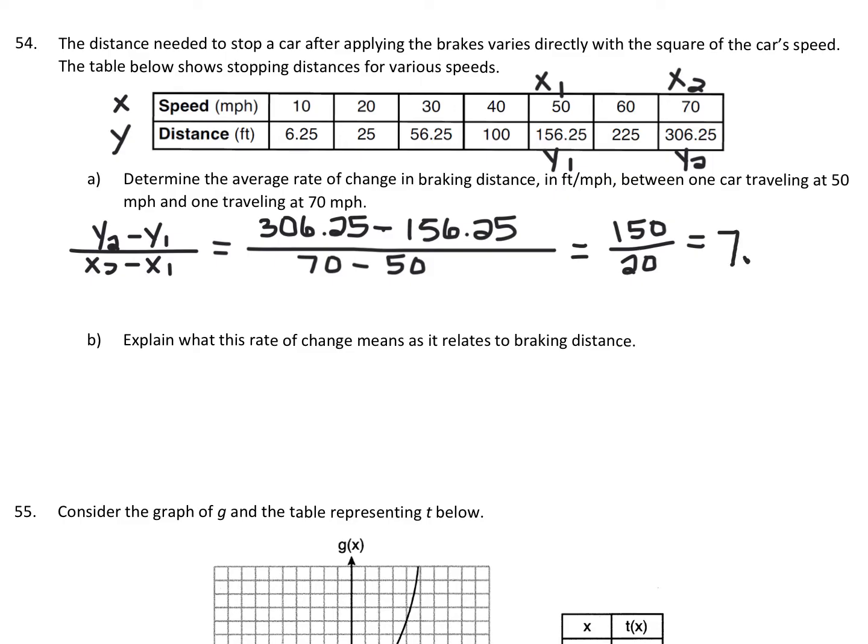So remember, for our units, since the number on top is our y values, the y's are represented using feet. So that's going to go on top. And since the number on bottom is the x values, the x is measured in miles per hour. Now, honestly, they gave you that in the problem anyway. So, see right here, in feet per mile per hour. So we honestly could have just gotten it from here as well.